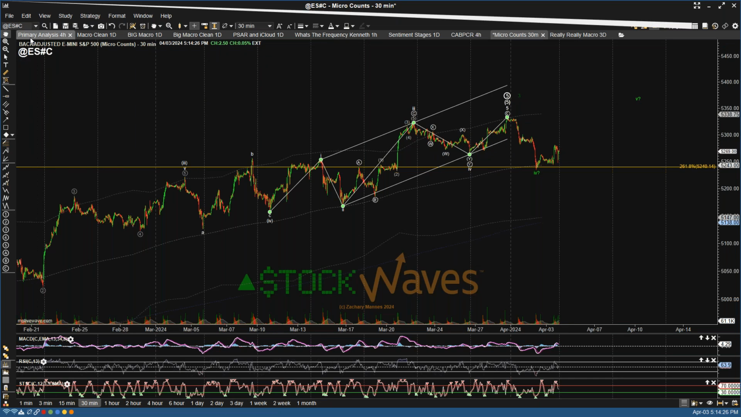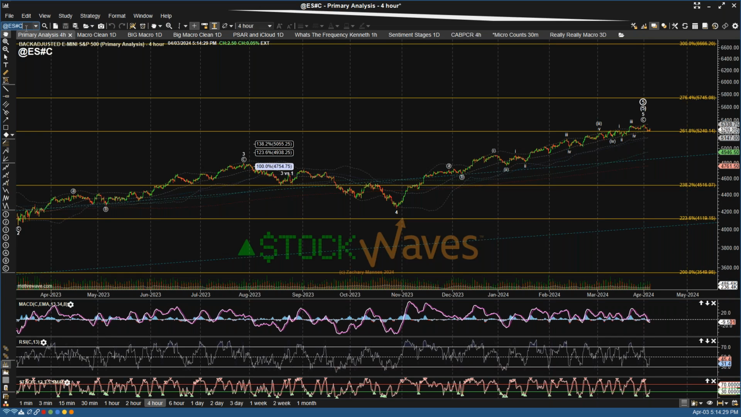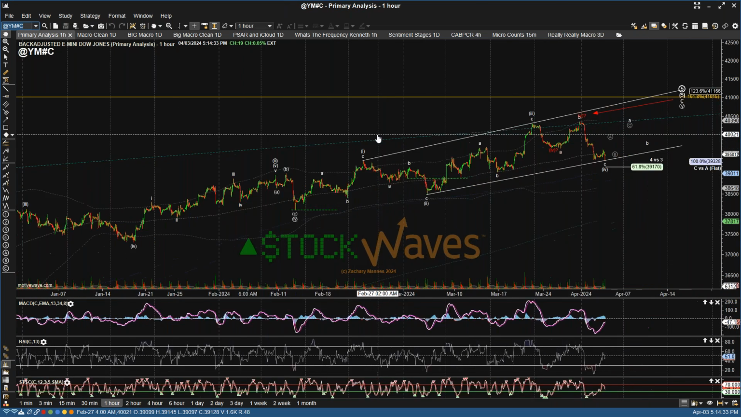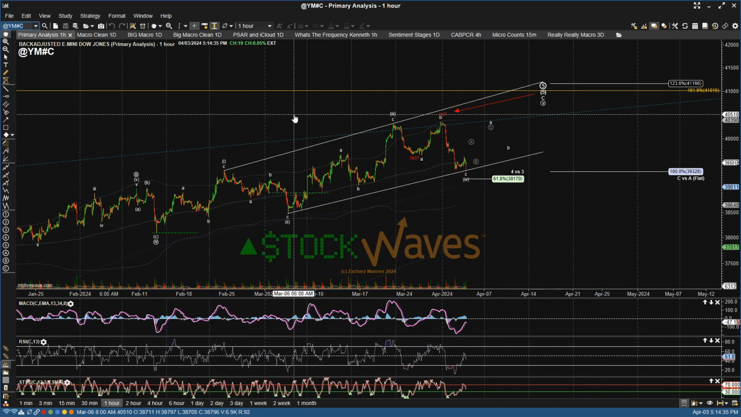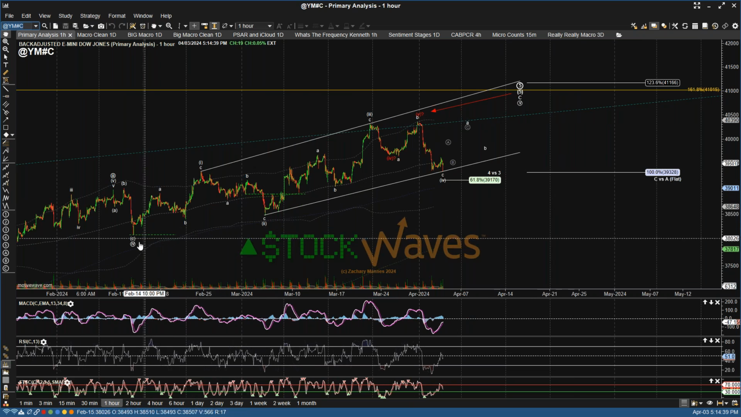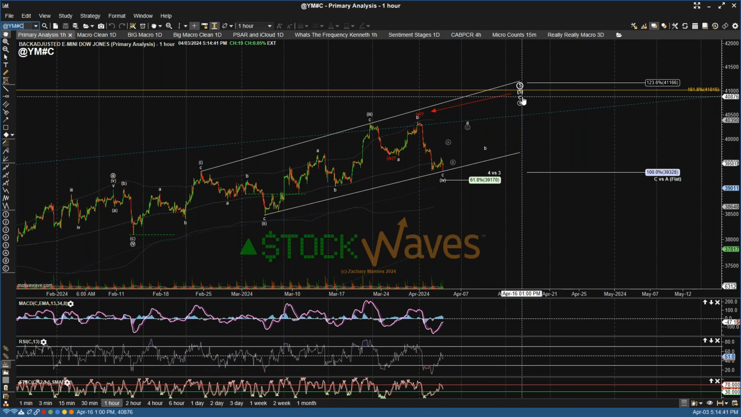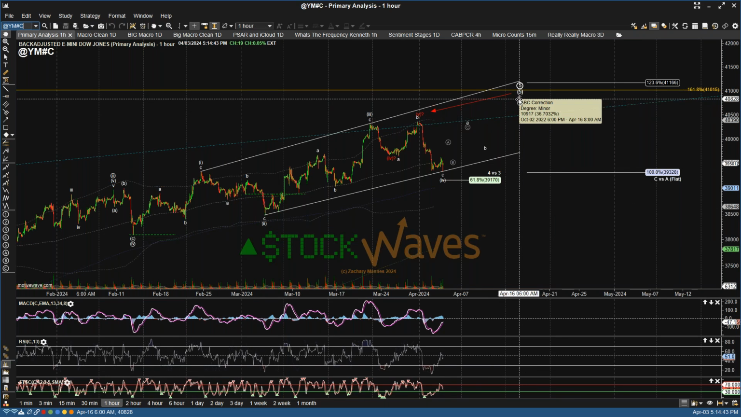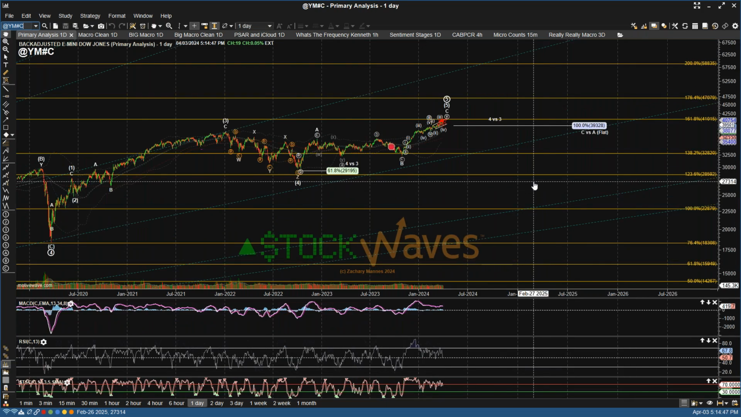In terms of other index charts that might argue a little bit more strongly for an attempt at one more high, I think the Dow puts forth a pretty good argument for that, where in a fifth wave of the C wave of a wave 5, because the Dow counts, well, let's zoom out a little bit here.